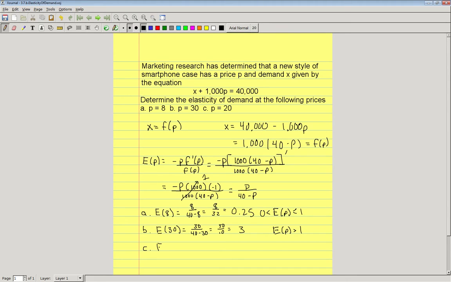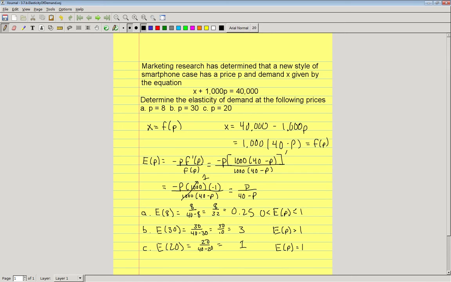And lastly, we calculate the elasticity of demand when price is equal to 20. We plug 20 into our expression, and we see that the answer is equal to 1. So we have exactly 1 for our elasticity of demand.